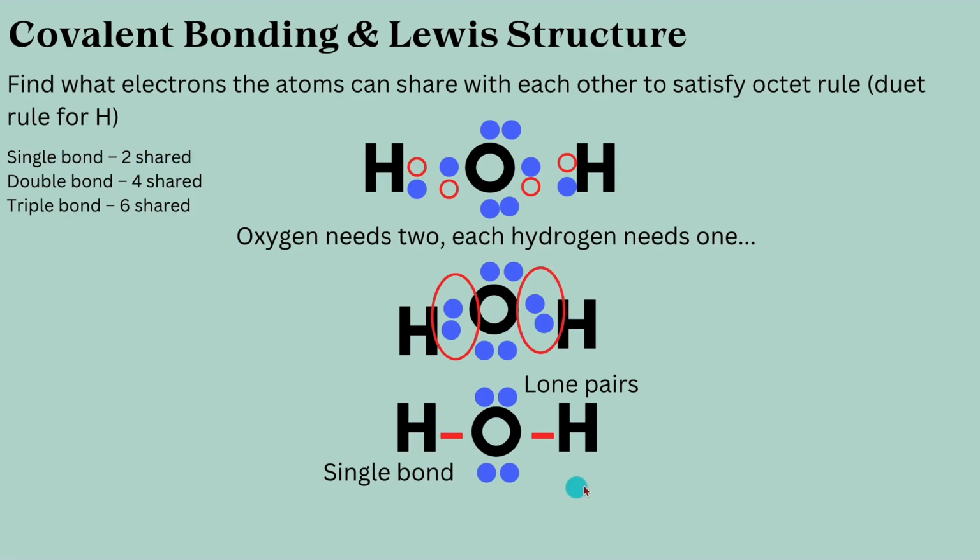So this is the final form of the covalent bond of H2O, where the lone pairs are not shared with the hydrogens, just from the oxygen here. And fun fact, this will form a bent molecule shape because of the lone pairs on the center oxygen.